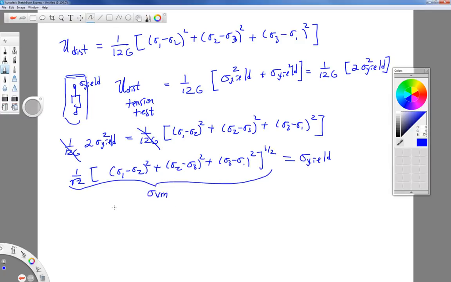And we said that it is distortion energy. One interpretation of distortion is shearing stresses. If we go back to a 3D Mohr's circle, each local maximum shearing stress is the radius of each of these circles.